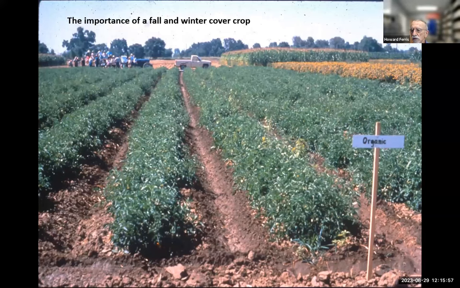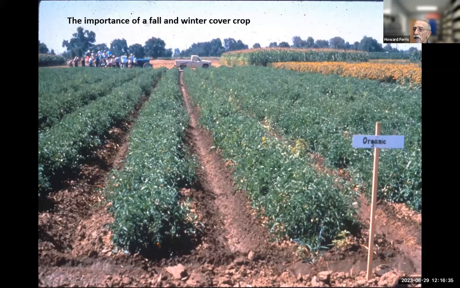And what we found was in the organic production system, the tomato crop, if we grew a cover crop the previous fall and winter, then essentially what happened was when the cover crop was incorporated, there was a flush of bacteria because they were immobilizing the available nutrients, but there was also a large abundance of bacterial feeding nematodes that would feed on them and release or mineralize the available nitrogen.